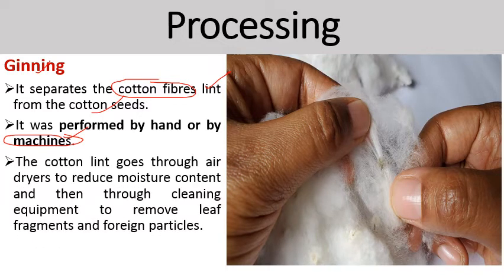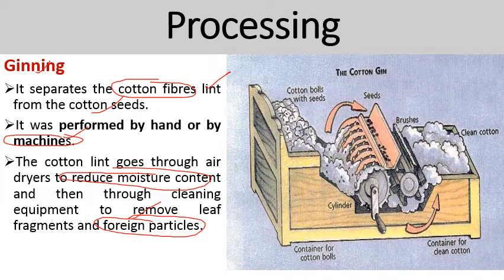The cotton lint goes through air dryers to reduce moisture content, and then through cleaning equipment to remove the leaf fragments and other foreign particles. So the cotton lint is passed through air dryers to reduce the moisture content, then we remove other impurities by passing it through cleaning equipment. This is the machine that contains saw-like structures, and these saw-like structures separate the lint or fiber from the seeds, and the seeds are used for other purposes also.